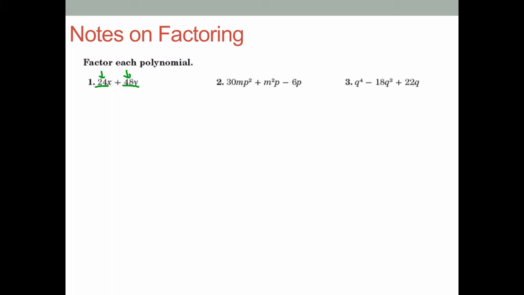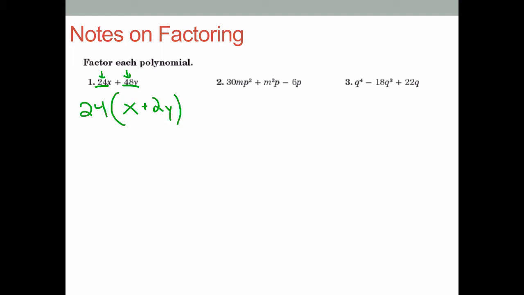So I'm going to say 24 goes into both of those terms. If I pull out a 24, inside the parentheses, or if you think of that as undistributing, what times 24 would equal 24x? Well, that would be x. And what would be left if I take the 48y and divide by 24? I would get a plus 2y. So that is the factored form. I'm pulling out the greatest term.